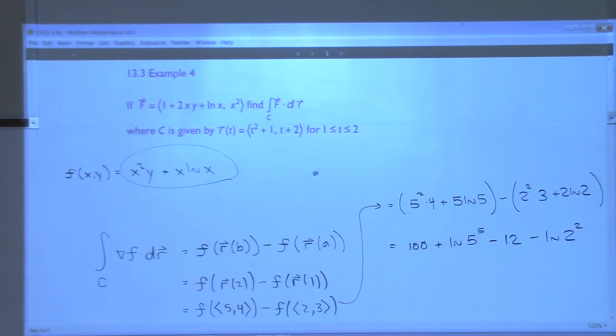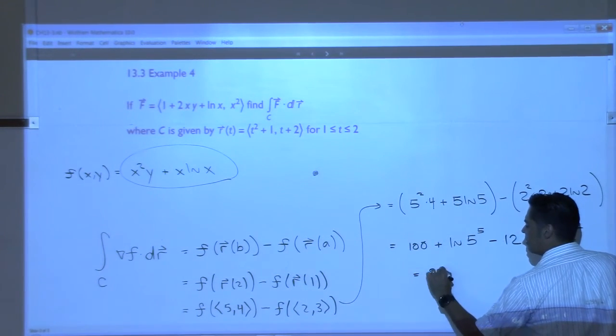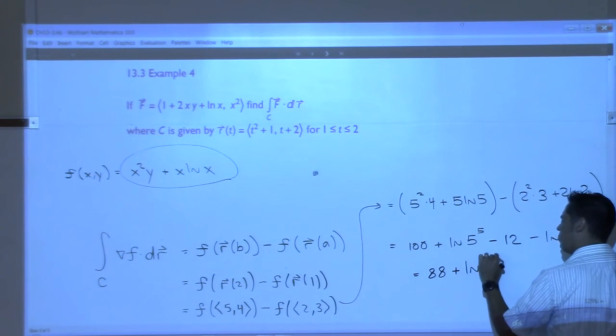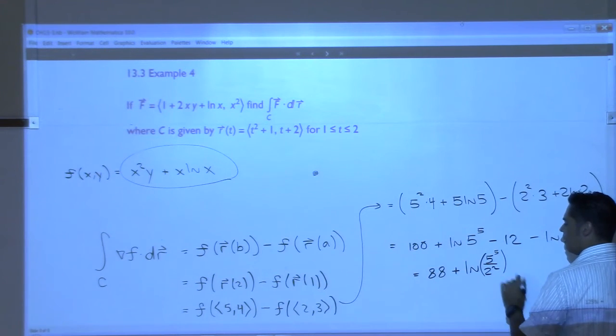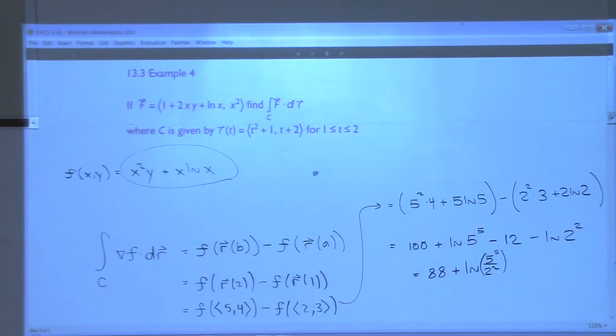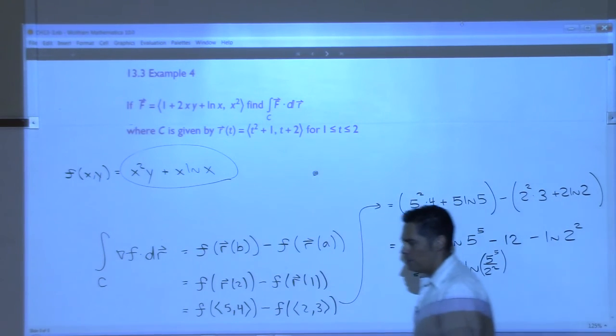Just using some properties of logs here, and then that's 88 plus natural log of 5 to the 5th over 2 squared. So subtraction of two logs is the same as division inside one. And there you go, that's it.